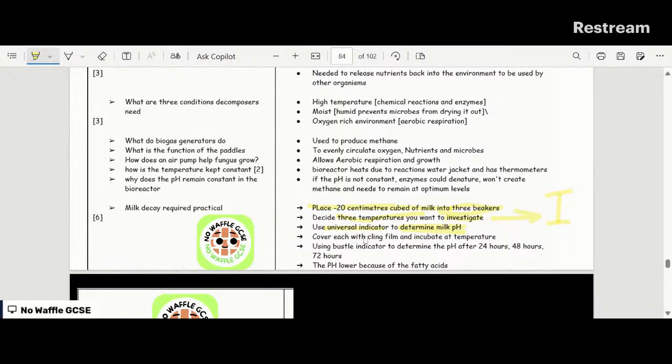You're then going to cover each with cling film and incubate it at the temperature that's given. You're going to use the indicator to determine the pH after 24 hours, 48 hours and 72 hours. The pH will become lower because of the fatty acid production.